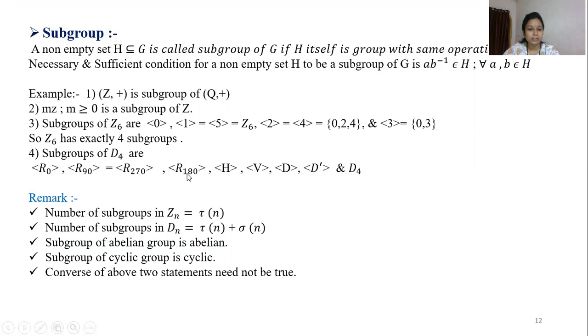This R180 is also a subgroup, its order is 2. Here its order is 4. This R0, its order is 1. And D4, its order is 2 into 4, that is 8.